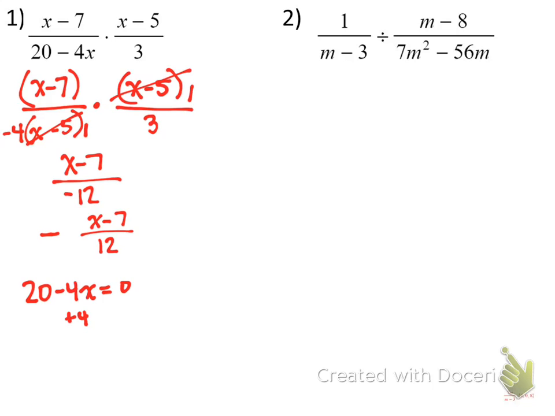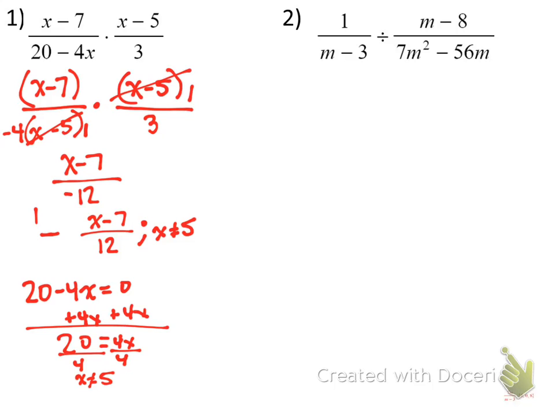Add 4x to both sides. We get 20 is equal to 4x. Divide by 4 on both sides. So x is equal to 5. And this is an excluded value, so x is not allowed to be equal to that. If I made 3 equal to 0, there's no variable there, so I don't need to find an excluded value. So your final answer will be this, semicolon, x cannot equal 5. Okay?